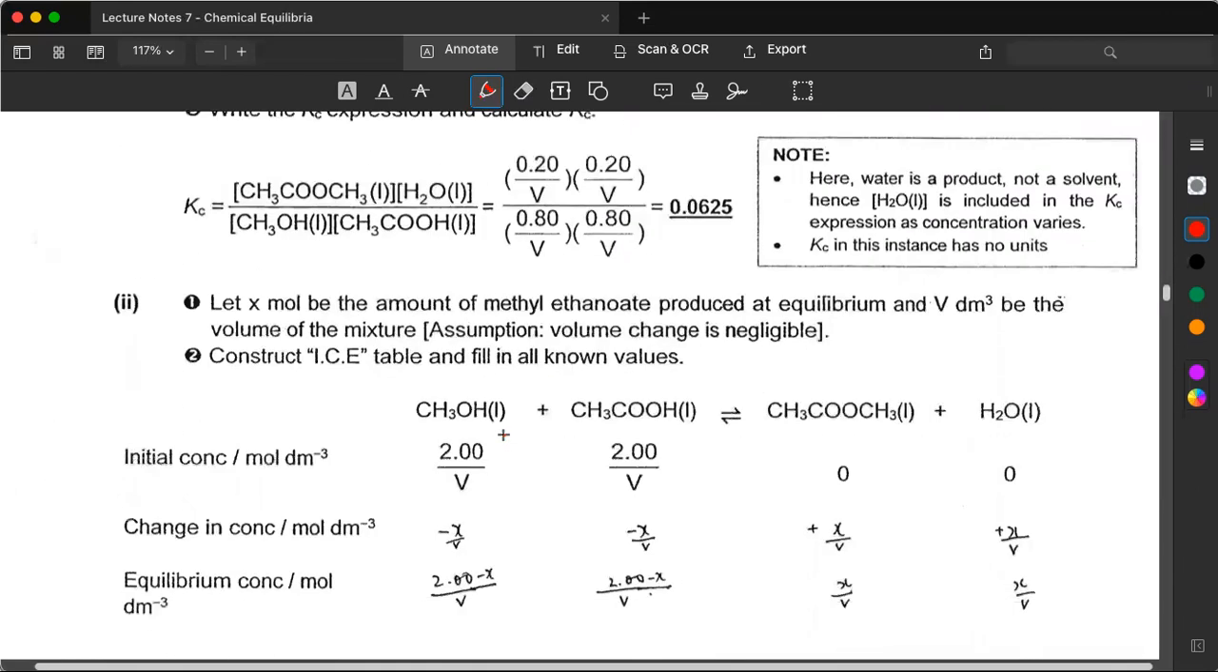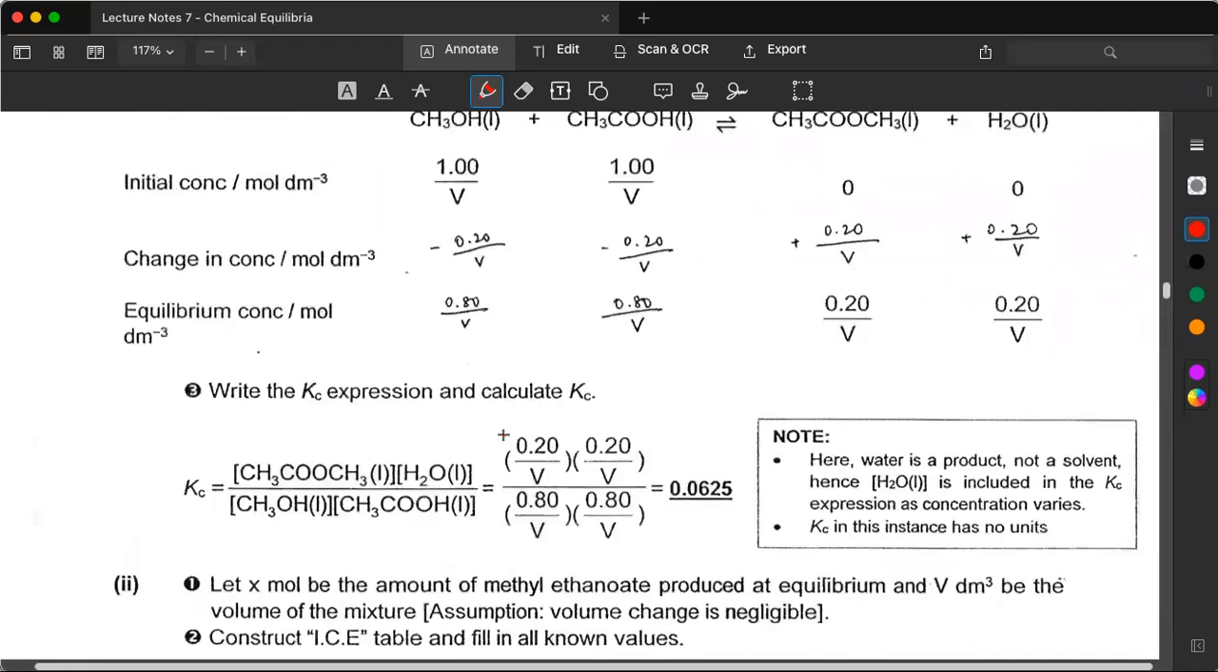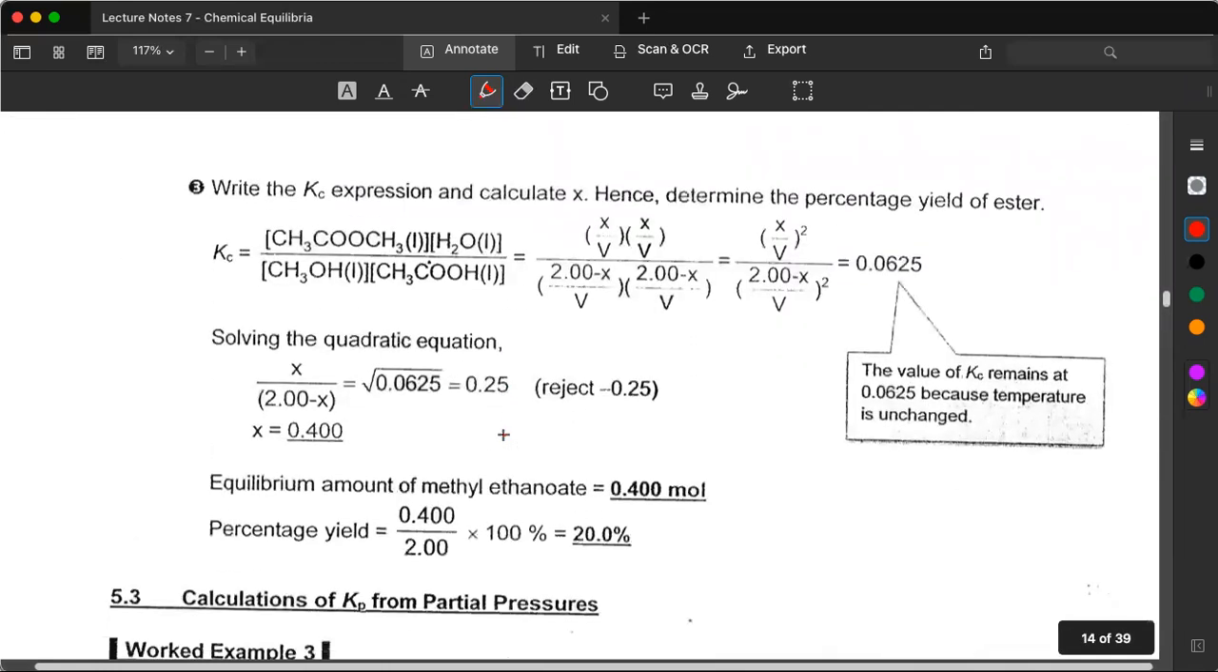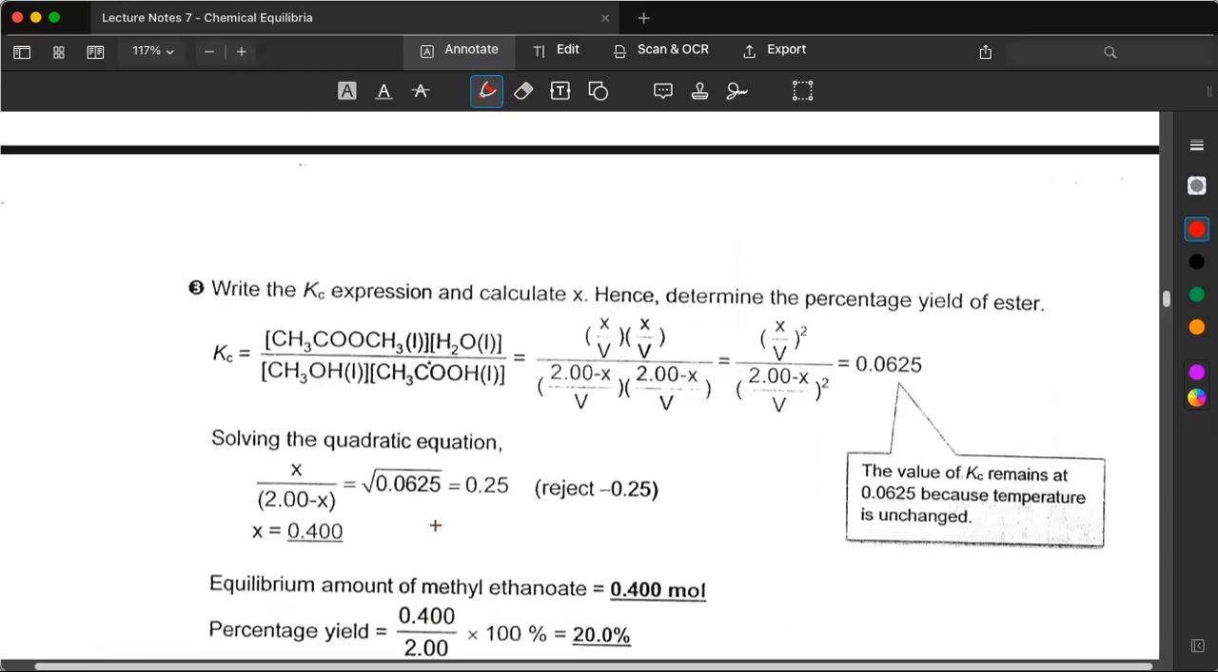So actually, the number of moles of methyl ethanoate at equilibrium will be 0.4 mole. But the percentage here is how much was actually produced, divided by the expected yield, correct? So expected yield is 2. So times 100% gives you 20%.